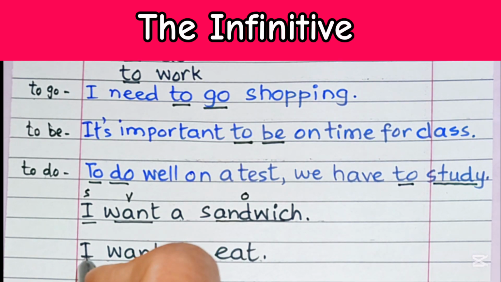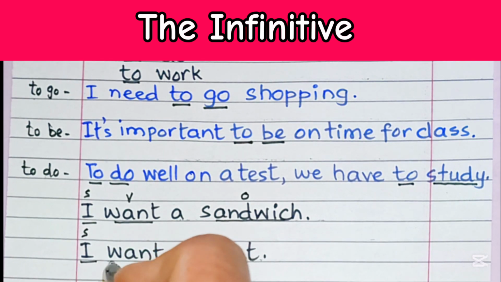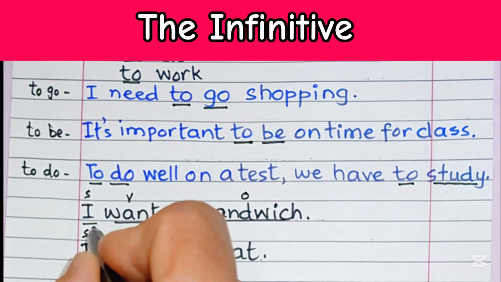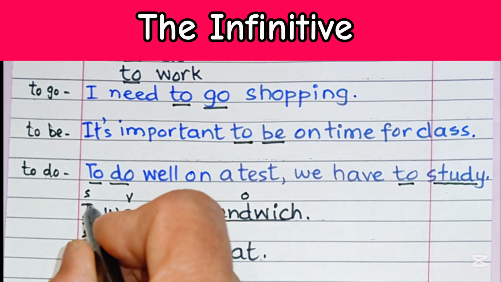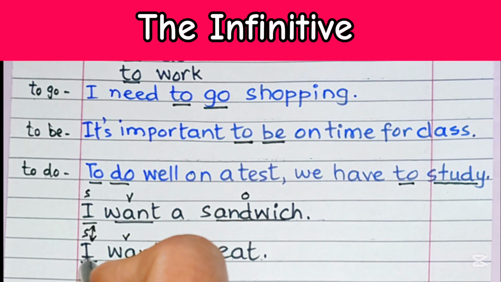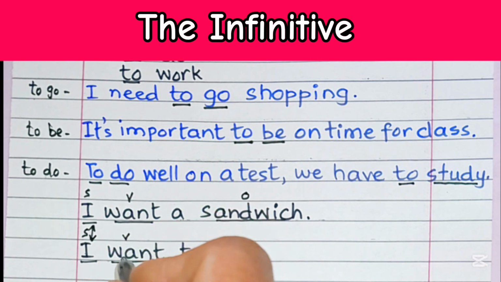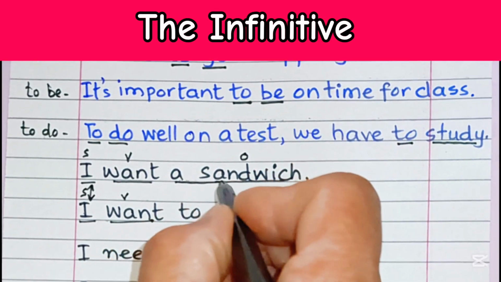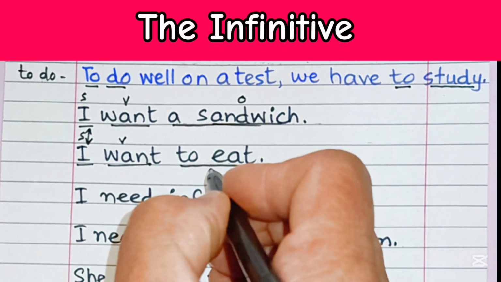So if we write this sentence over here, I want to eat. Again over here in this sentence, I is the subject and want is the verb. I corresponds to this. We are not changing the subject. It remains the same as in this sentence, I. Then the main verb also remains the same one. Want, I want. And then in place of a sandwich, we are putting an infinitive, to eat.